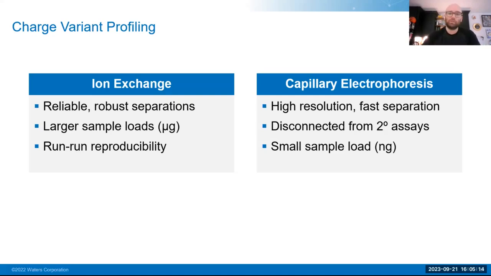While capillary electrophoresis is typically characterized by much higher resolution fast separations. Fortunately, it has been historically disconnected from secondary assays, though that is beginning to change in industry. And one of the bigger pitfalls is more of the small sample loads that it can handle, which unfortunately minimizes a lot of the ability to isolate and run those samples in secondary assays for further characterization.